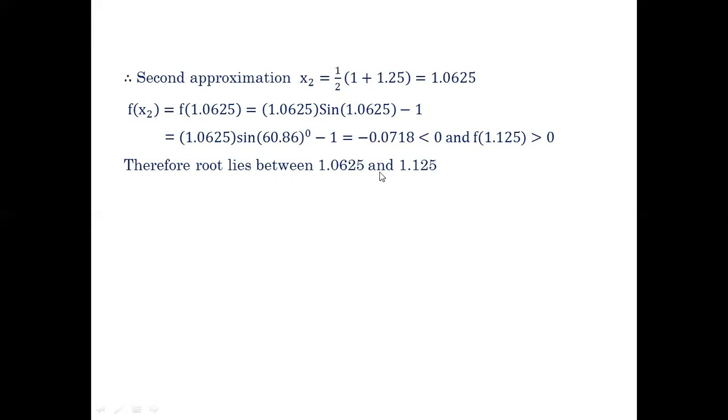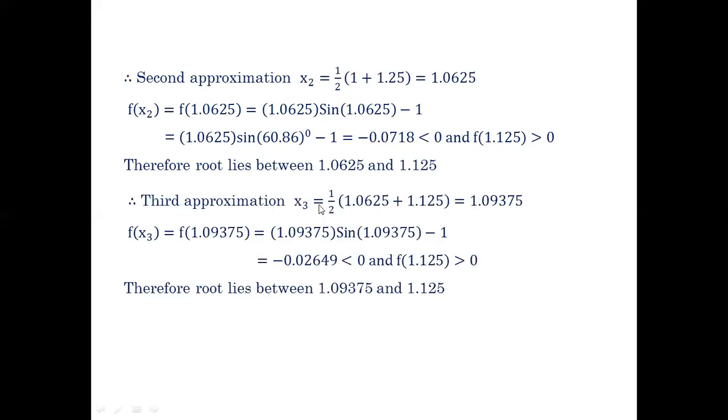1.0625 and 1.125. Therefore, the third approximation, x3 is equal to 1 by 2 into 1.0625 plus 1.125, which is equal to 1.09375. Find out f of x3. x3 is equal to 1.09375, which is x sin x minus 1. The x value is 1.09375 into sin of 1.09375 minus 1. Simplify, you get minus 0.02649, which is negative, less than 0, and f of 1.125 is positive, greater than 0. Therefore, the root lies between 1.09375 and 1.125.